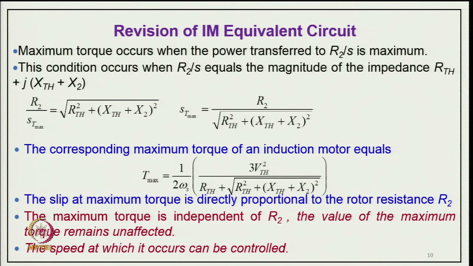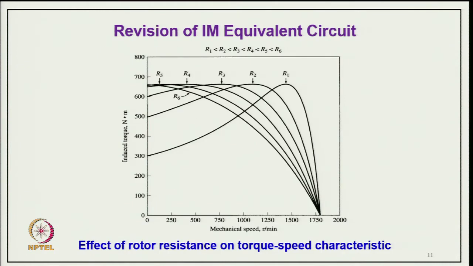So, this torque expression is independent of rotor resistance. The slip at maximum torque is directly proportional to the rotor resistance. The maximum torque is independent of R2, and the value of maximum torque remains unaffected. The speed at which it occurs can be controlled by varying the rotor resistance. And this is typically the characteristic for different rotor resistances.